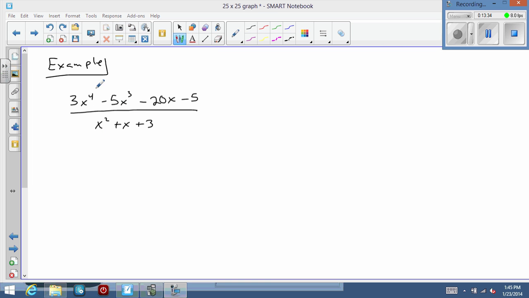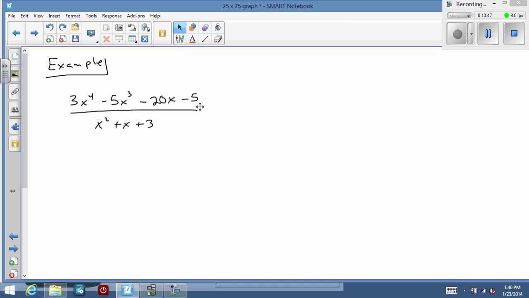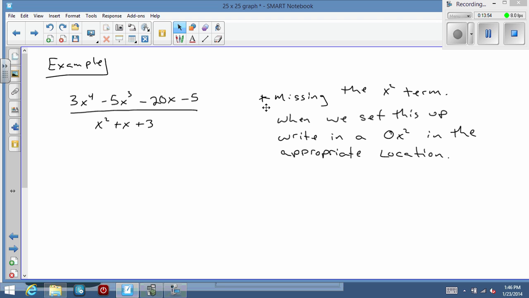Now let's look at this example. We are dividing 3x to the fourth minus 5x to the third minus 20x minus 5 divided by x squared plus x plus 3. And all it says is to divide, and there's no special instructions on how the answer should be written. One thing we need to recognize is that there's a missing x squared term. And so when we set this up, we're going to write in a 0x squared in the appropriate location.